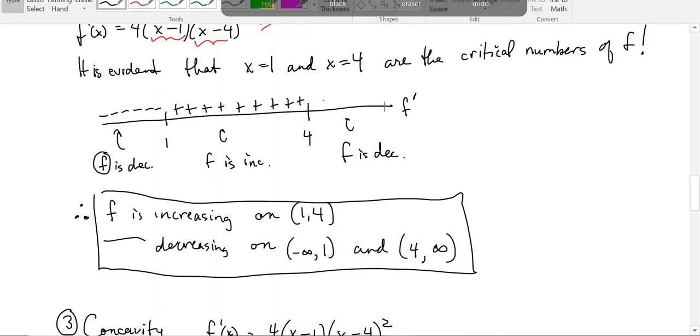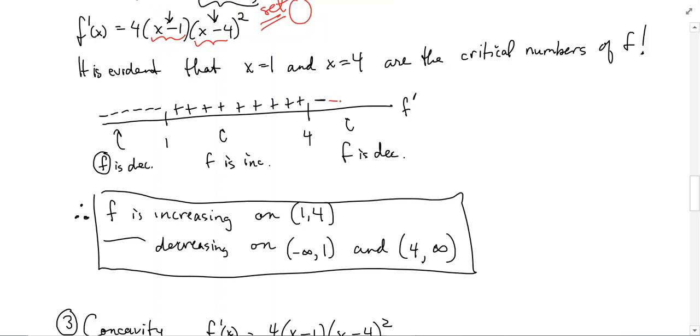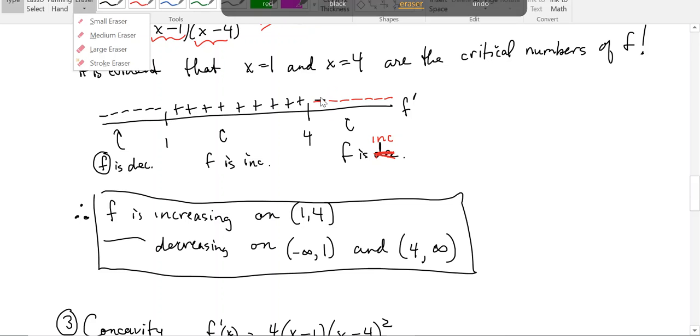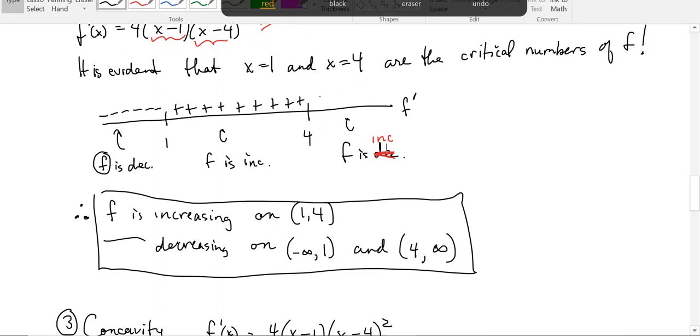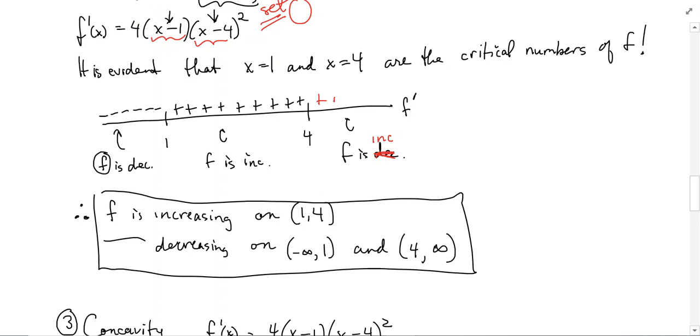To indicate the change here that I'm making. Okay, this is negative. F is not decreasing, it is increasing. Oh, what did I do? Sorry, I made it negative again. F is positive here. Okay, positive, positive, positive, remains positive. Okay, so F is decreasing on negative infinity up to 1.